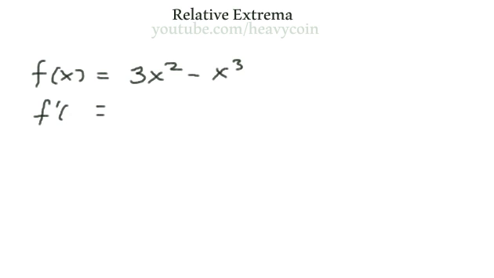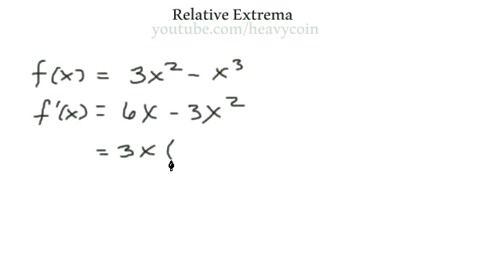Alright, so that function, once again, was f of x equals 3x squared minus x cubed. And so we're going to take the derivative, because the goal here is to find the critical numbers, and that's going to be 6x minus 3x squared.